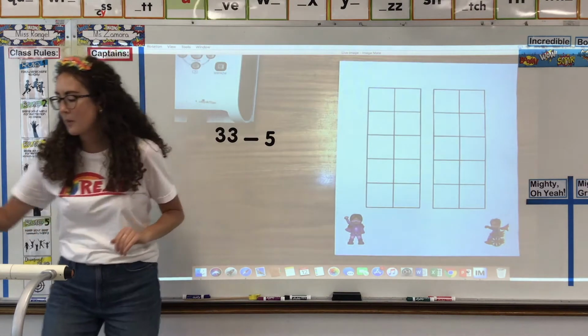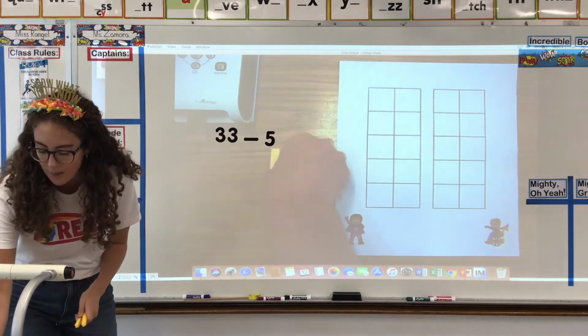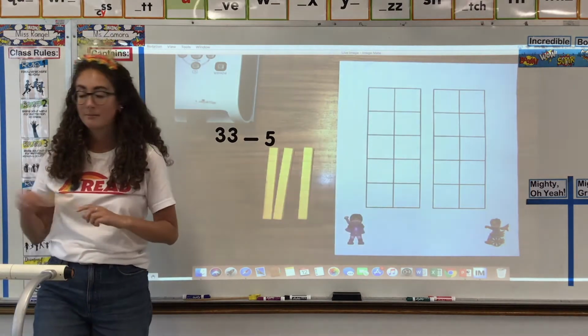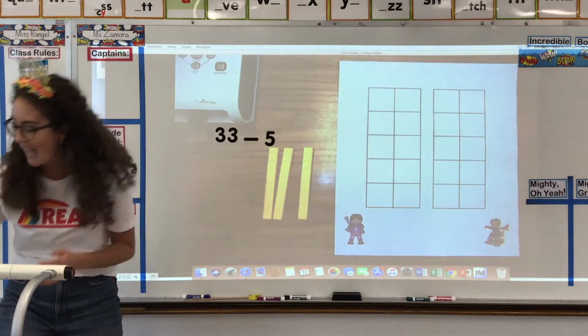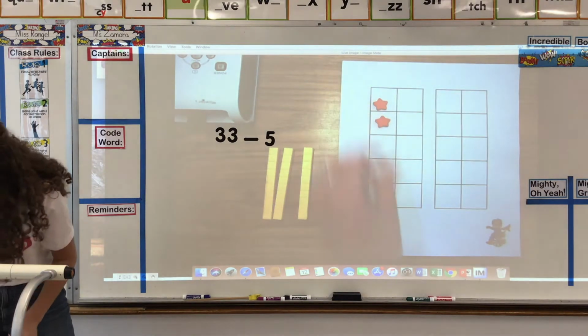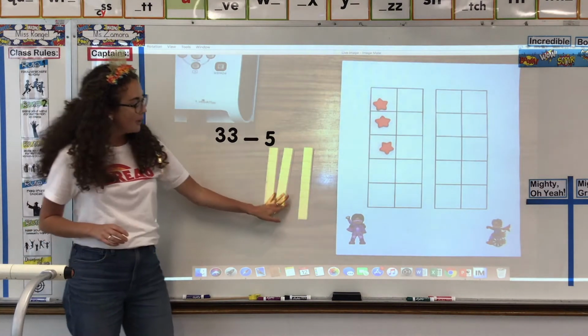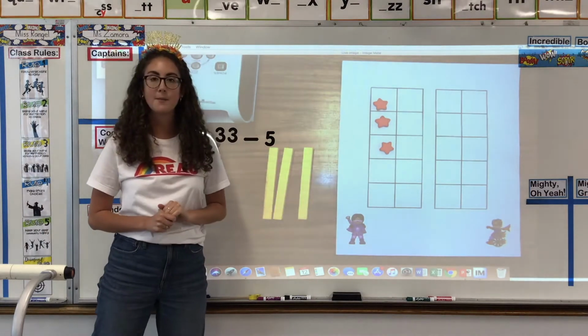How many 10s are we going to show? 3, of course. Good job. And how many 1s? 3 as well. Good job. So go ahead and show 33. Awesome. 3 10s, 3 1s.